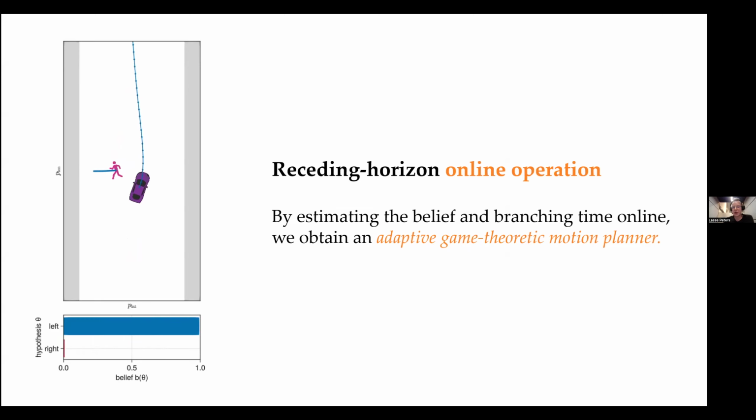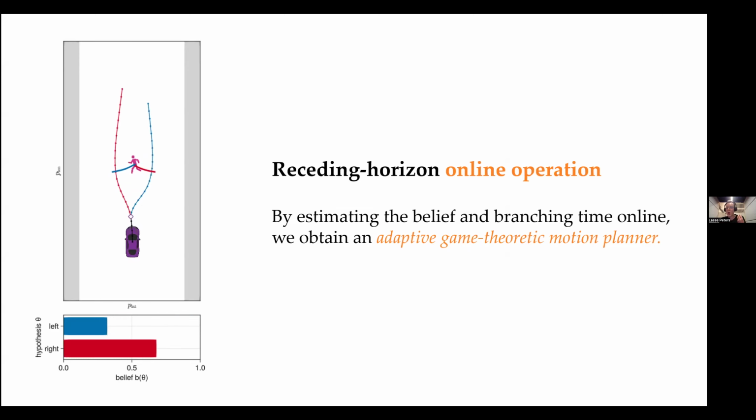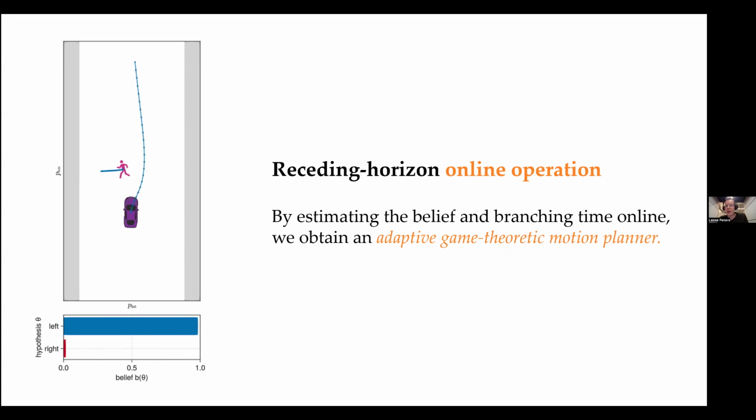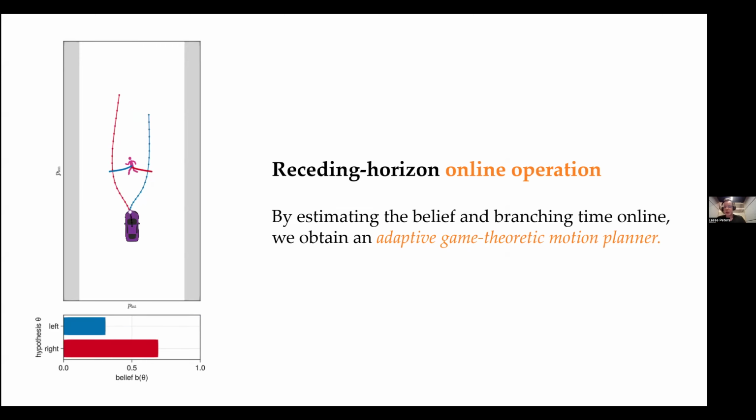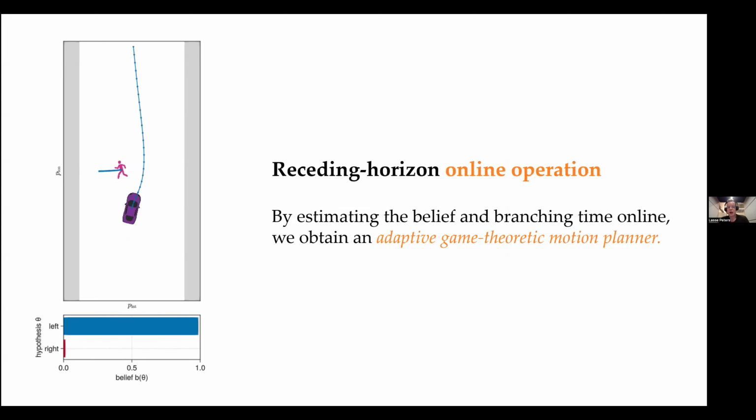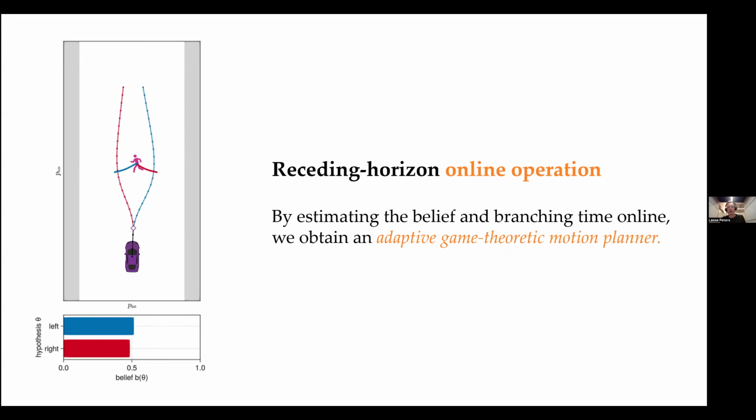At runtime, we will again wrap this in a receding horizon replanning loop in this MPGP framework, where now we will update the belief and the branching time online at every time step. And if we do that, then we get some very nice behavior, and we get this adaptive game-theoretic motion planner that reacts to the uncertainty in their belief, and they will anticipate the future time at which uncertainty will resolve, and sort of trade off safety and efficiency.